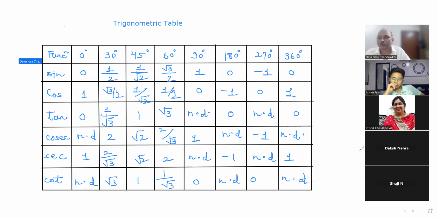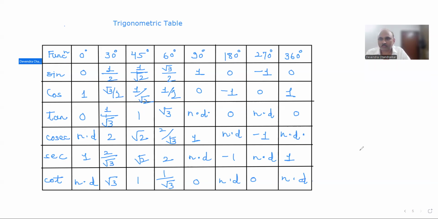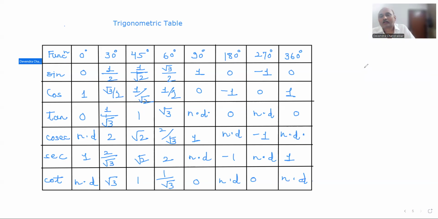Okay? So here, if you can see, always remember this relation. The value of sine theta always lies between minus 1 and 1. Sorry, my bad. This is plus 1 and this is minus 1.